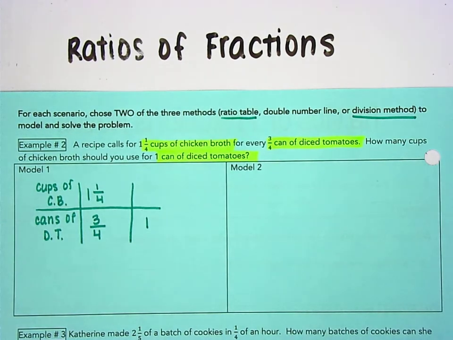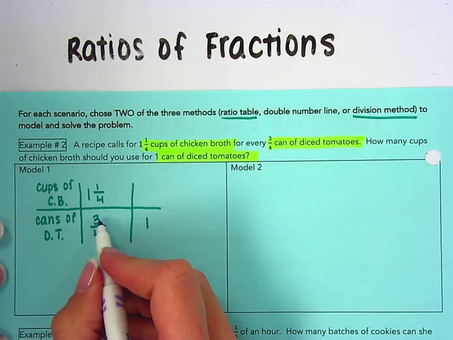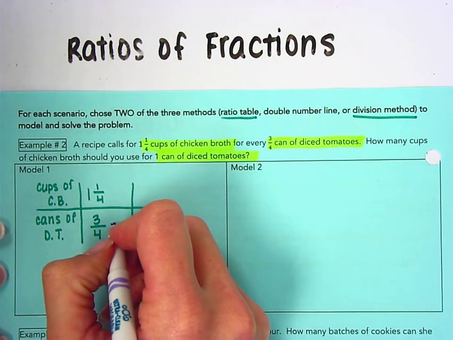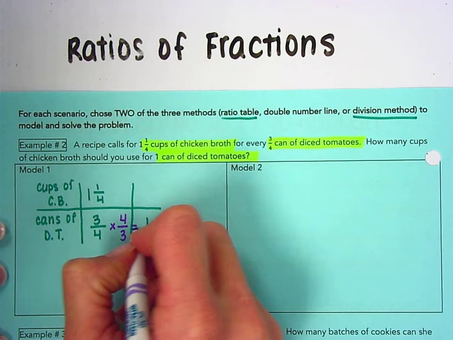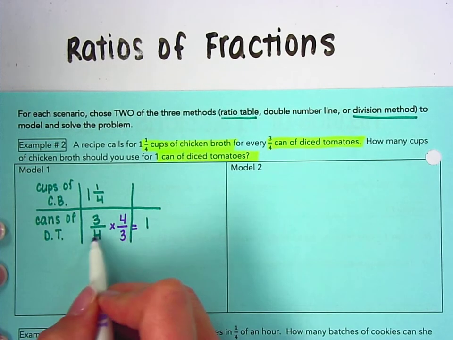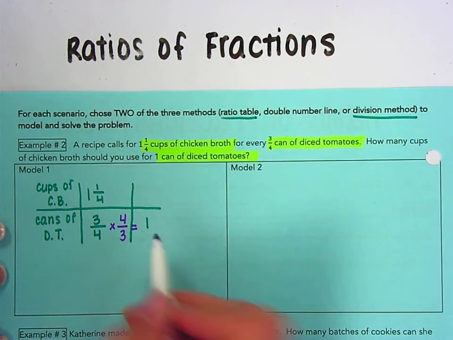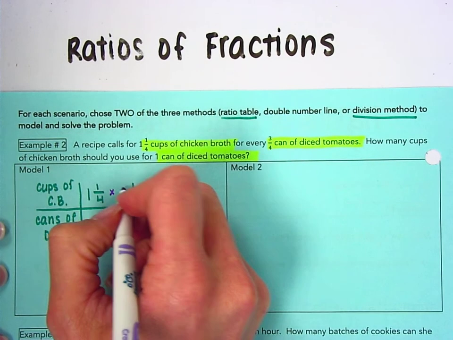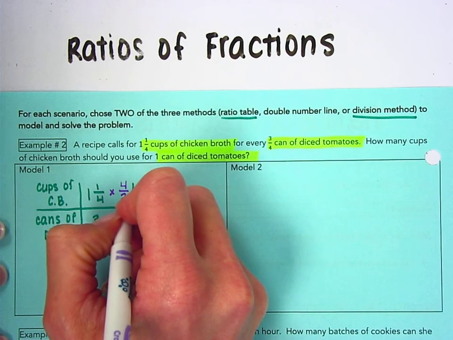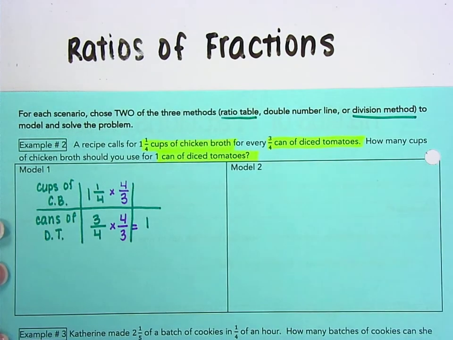As we talked about in class, in order to find one whole of something when we know a fraction of something, we can multiply by our reciprocal. So in this case, the reciprocal of 3/4 is 4/3. And if you need that proof, 3 times 4 is 12, 4 times 3 is 12, and 12 over 12 simplifies to 1. We're going to need to do the same thing to our cups of chicken broth. Multiply by that 4/3.